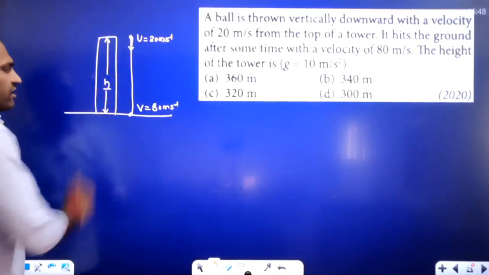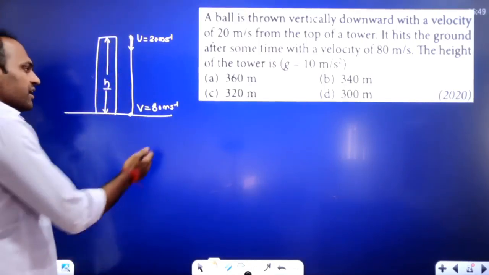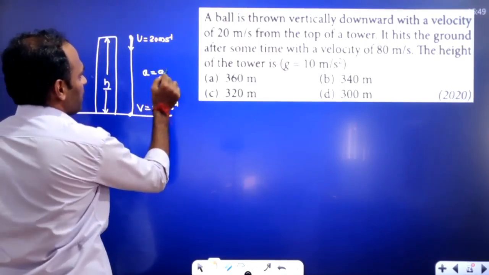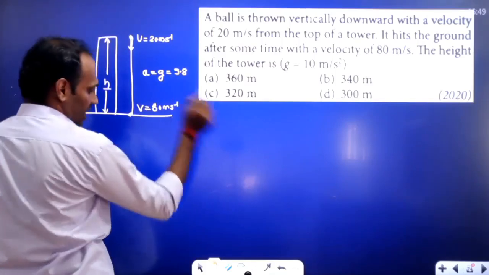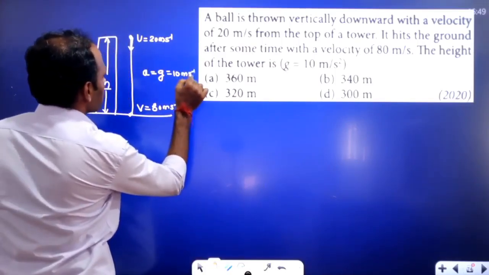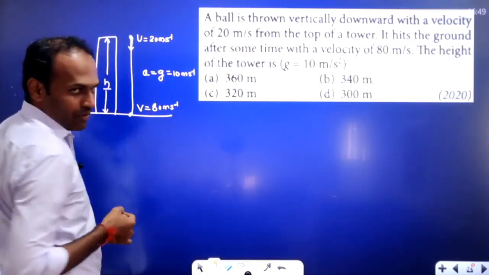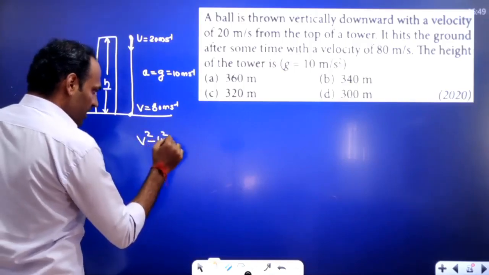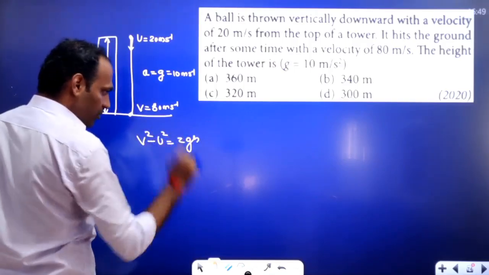We have to calculate the height, right? We don't know the time, but we have to calculate the height. So you know initial velocity, final velocity, acceleration due to gravity. It is 9.8 meters per second. Sorry, take 10, they have said. It is given, right? So I know u, v, a. I want the displacement, h. So which formula I have to use? V square minus u square is equal to 2gh. This formula I have to use.